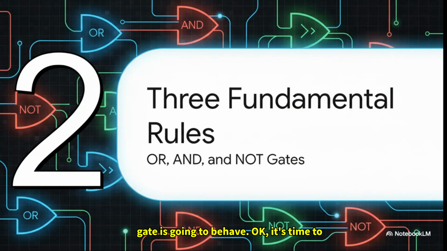Okay, it's time to meet the big three. These are the absolute most basic gates, the ones that almost all other digital logic is built from. You can think of them like the primary colors of the computing world: OR, AND, and NOT.